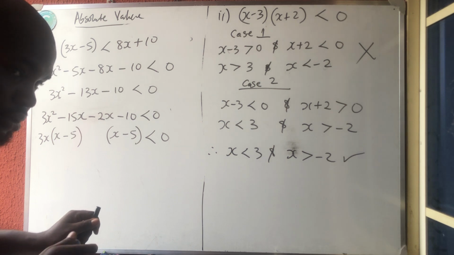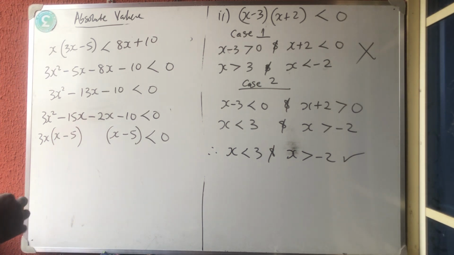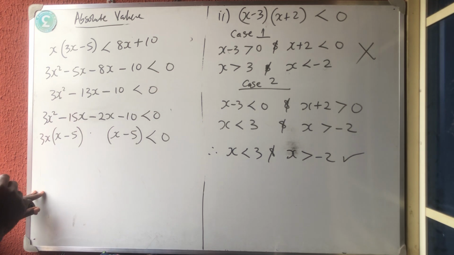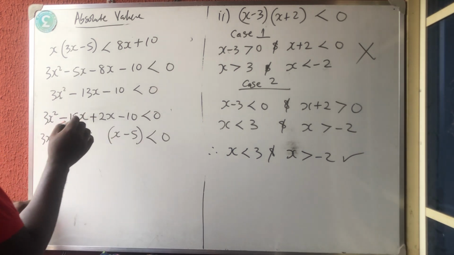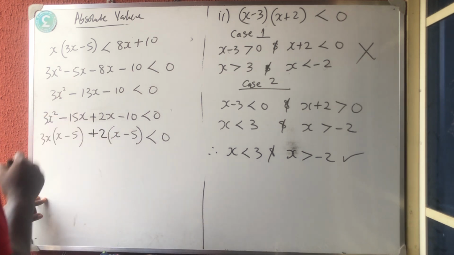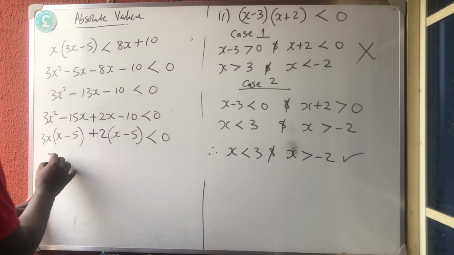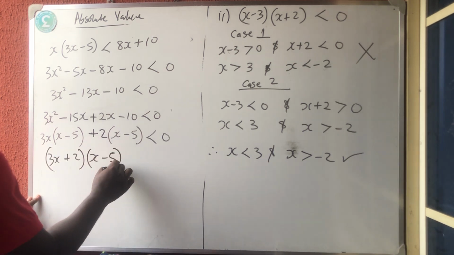So I'm going to have, okay, so minus 2 outside here. What? No, this is plus. So I'm having plus 2 here. So let's check if it's correct. So I'm having what? 3x plus 2 and x minus 5 is less than 0.